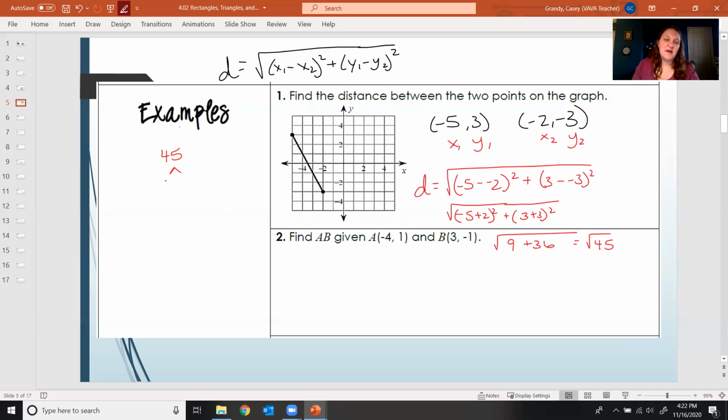For 45, I recognize that as 9 times 5. So the square root of 45 is the same as the square root of 9 times the square root of 5. Well, the square root of 9 is 3. So my final answer is 3 root 5. So the distance between those 2 points is 3 root 5. If it had asked me for a decimal, I could put this in my calculator and round for a decimal.